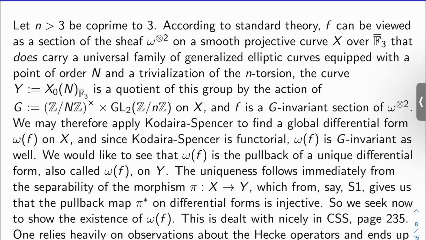group by an action of G, which is (Z/NZ)^× × GL_2(Z/NZ), on X. Okay. And then f turns out to be a G-invariant section of the second tensor power of omega. So on that curve, you can apply Kodaira-Spencer then, because you have the universal family of generalized elliptic curves. That gives you a global differential form, which we'll call omega_f on X, though, which isn't what I want. I want something on Y.